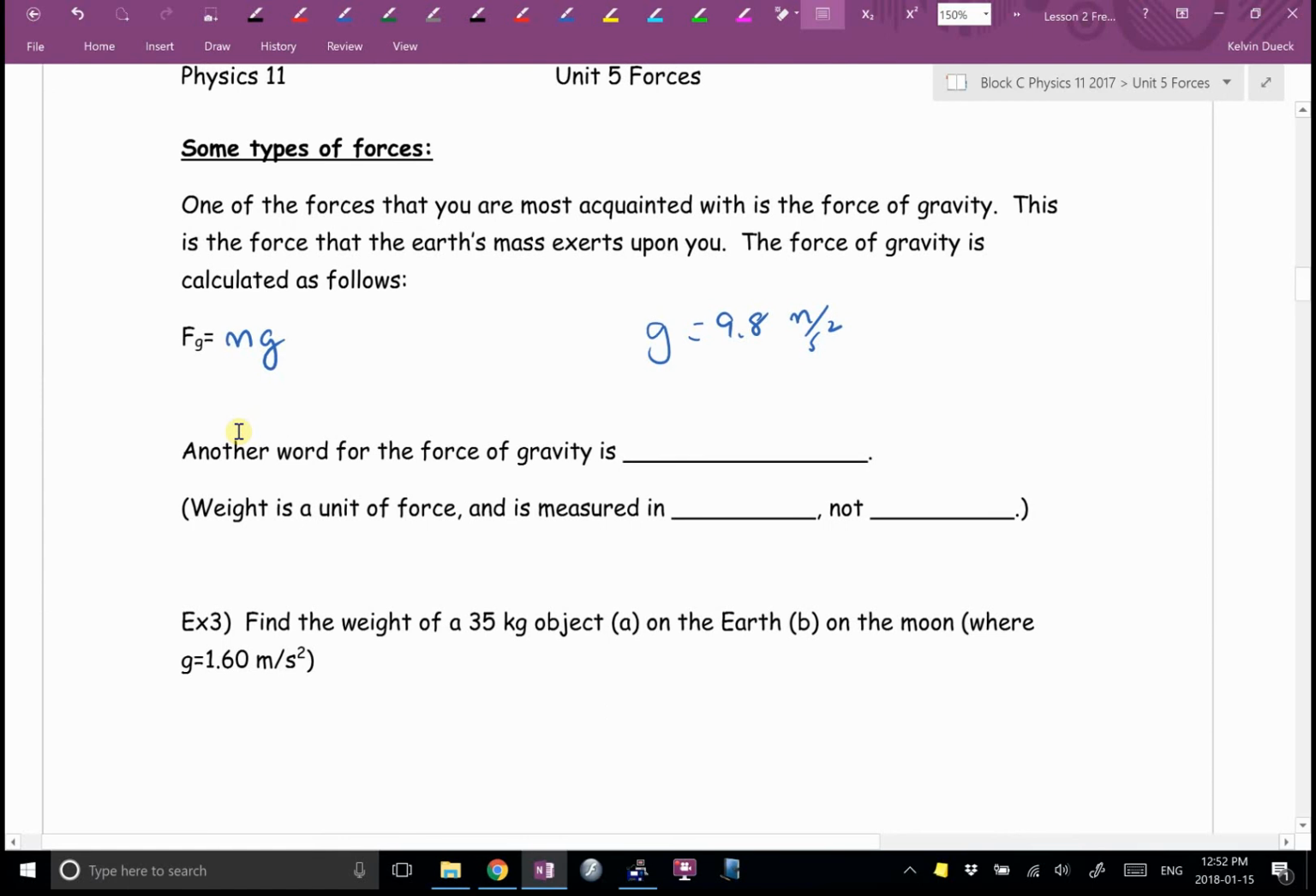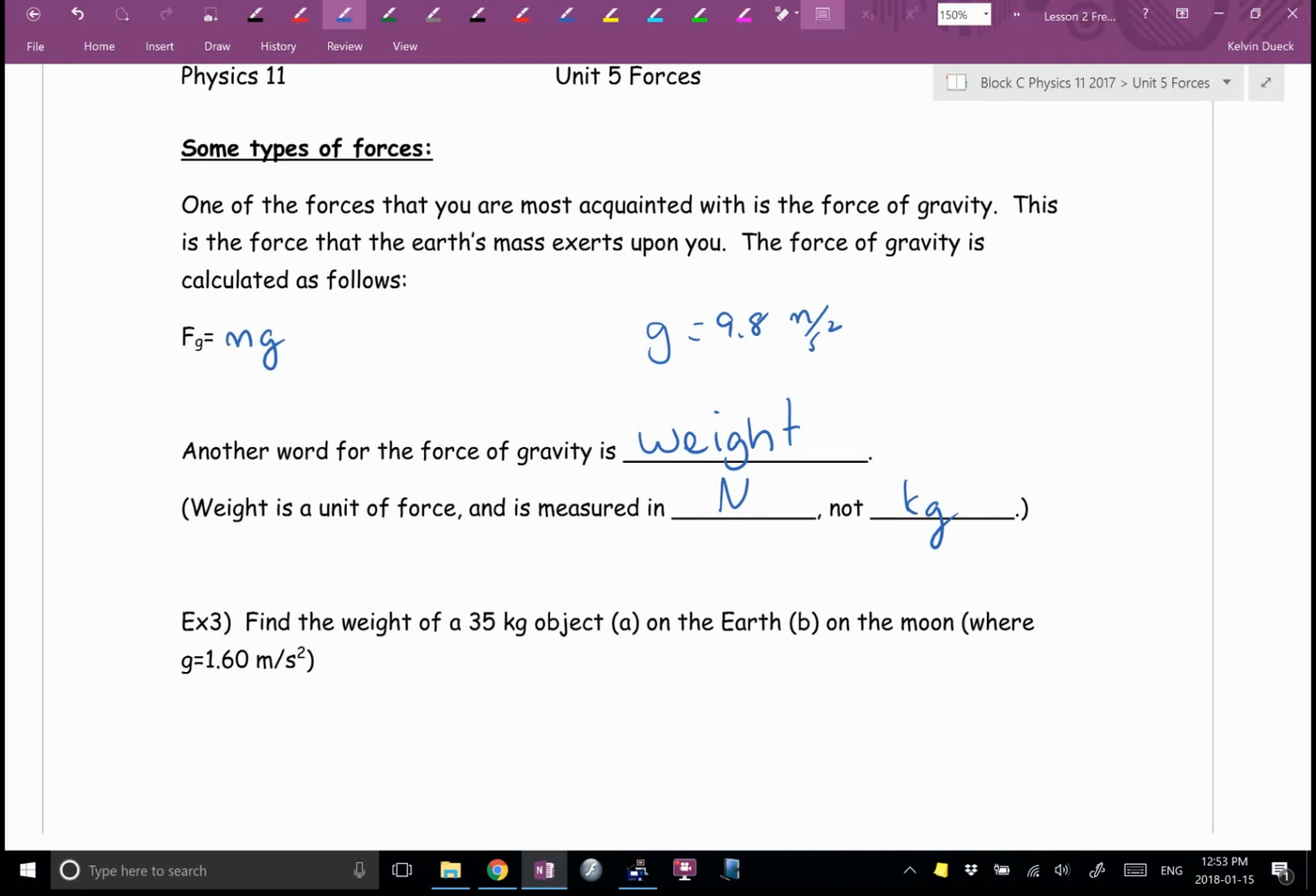There's another word for the force of gravity. Weight. Weight is a unit of force, not mass. It's measured in newtons, not kilograms. If you tell me that something weighs 38 kilograms, I'm going to glare at you and say, no, it doesn't. It has a mass of 38 kilograms. If you want its weight, you better multiply that by 9.8, and that will be its weight in newtons.